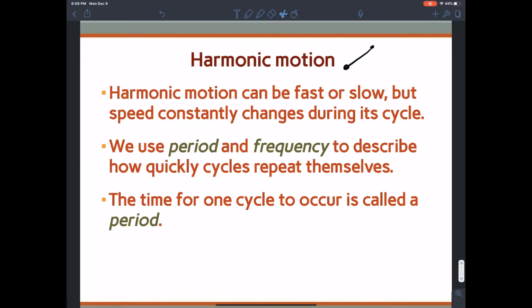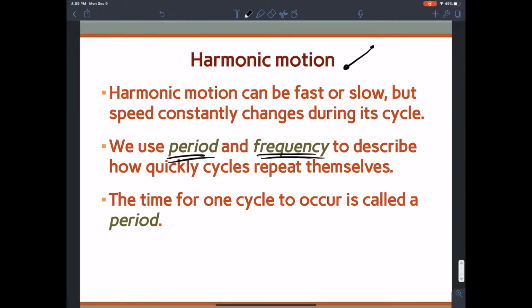And what we're going to do now is we're going to look at how much time it takes for one of those cycles to take place, or how many cycles can take place in 1 second. So we're going to try to figure out what the frequency is of those. All right, so we just had two terms. We had period and we had frequency.